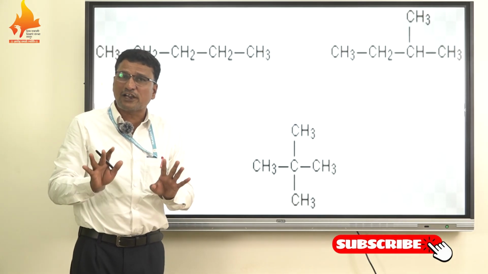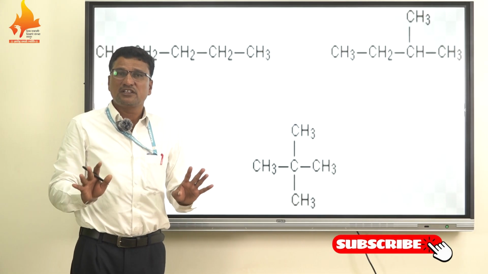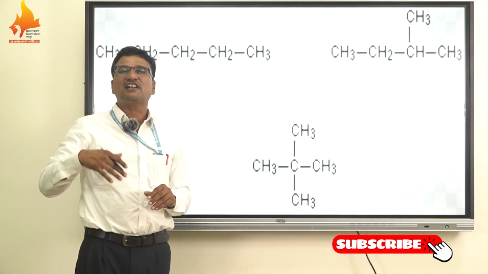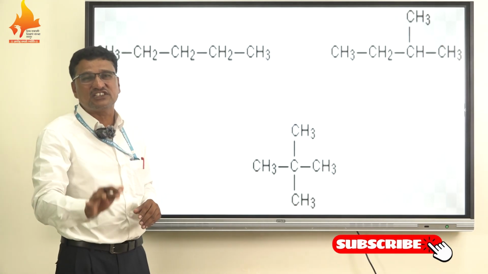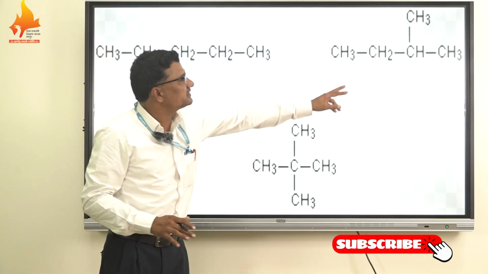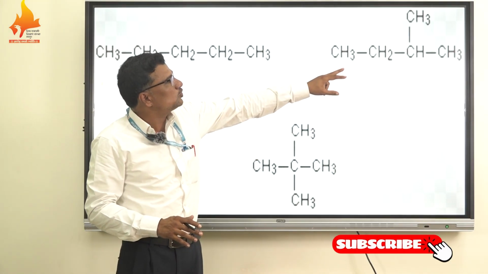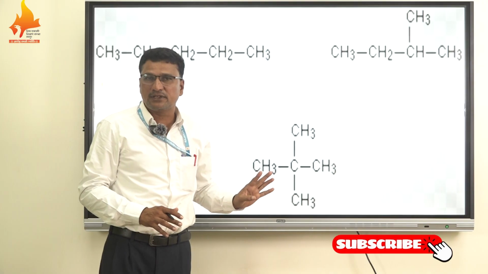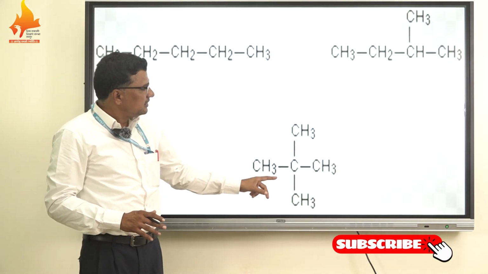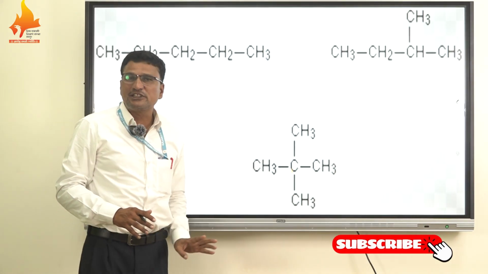But the number of hydrogens and carbons is the same. There is only a change in the carbon chain. What I am saying is, there is branching. There is branching on the second carbon. One methyl group is attached on the second carbon. And in the third example, again on the second carbon, 2 methyl groups are there.